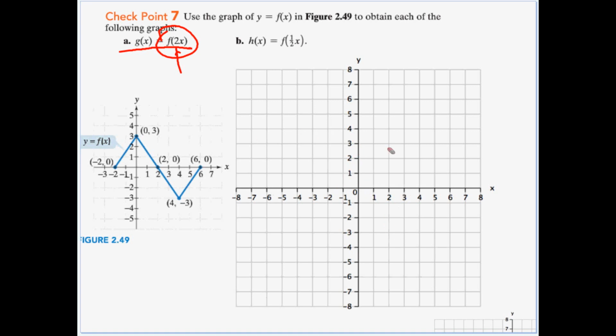Now, if we do the reverse and not cut our x values in half, we're going to divide our x values by a half or multiply them by 2. So this x coordinate is now a negative 4, 0. 0, 3 is still 0, 3. This point 2, 0 is now 4, 0. This will be 8, negative 3. We're going to have to go off the graph here a little bit.